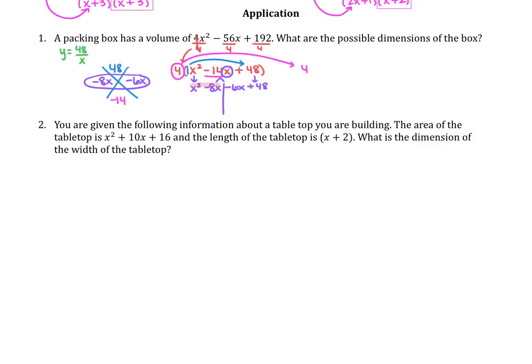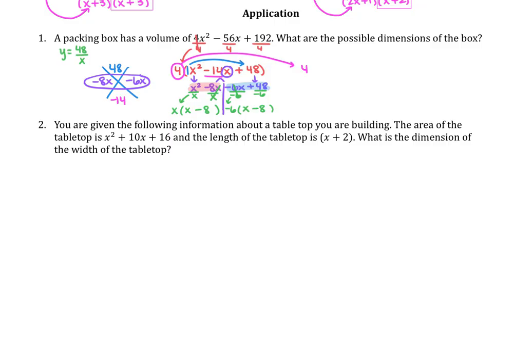I'm going to look at that first binomial. I see that they have an x in common, so I'm going to divide both by x, pull the x out in front of parentheses. X squared divided by x leaves me x, and negative 8x divided by x leaves me negative 8. Look at the back binomial. I see that a 6 goes into both, and since that first term is negative, I'm going to divide by a negative 6. Open my parentheses, negative 6x divided by negative 6 leaves me x, and 48 divided by negative 6 leaves me negative 8.